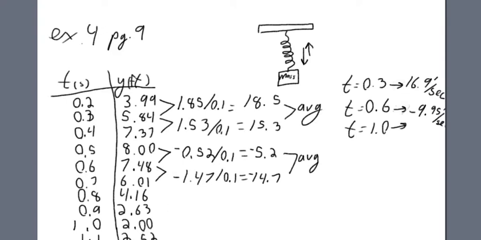Now, same thing at 1.0. So here at the bottom, 2 minus 2.63 is negative 0.63. 2.52 minus 2 is 0.52. Both these over 0.1 turn into negative 6.3 and 5.2. These are pretty big differences also because one's negative, one's positive.